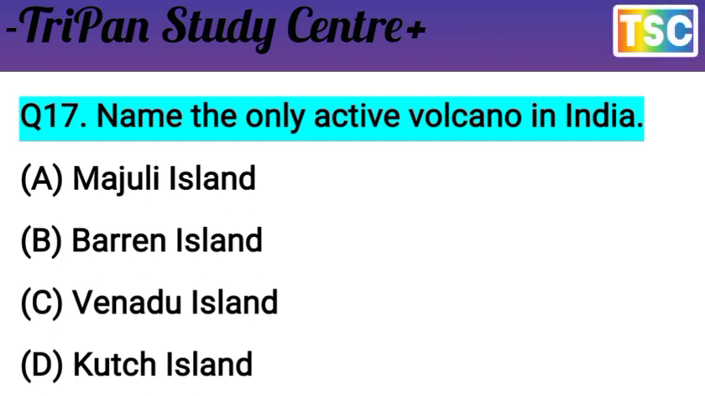Barren Island is the most important active volcano. It is located in the Andaman and Nicobar Islands. There is only one active volcano in India. So option B, Barren Island, is correct. Let's see the next question here.